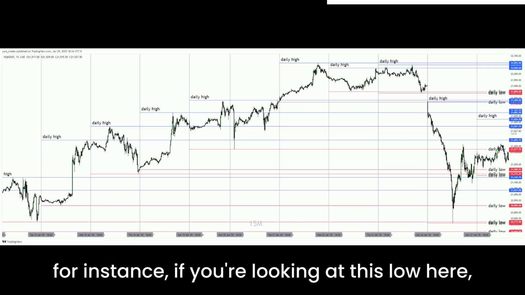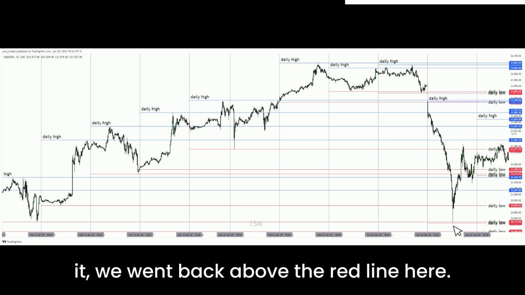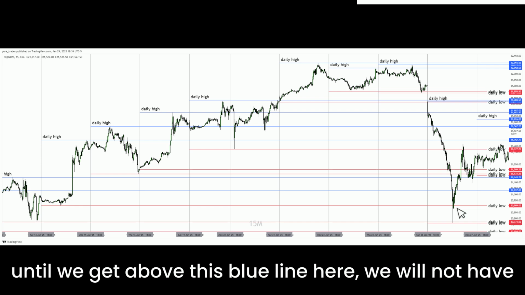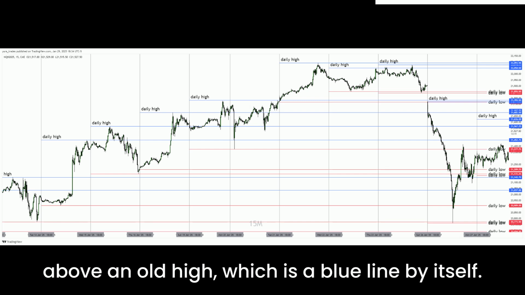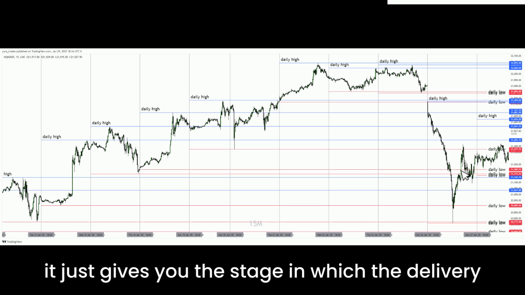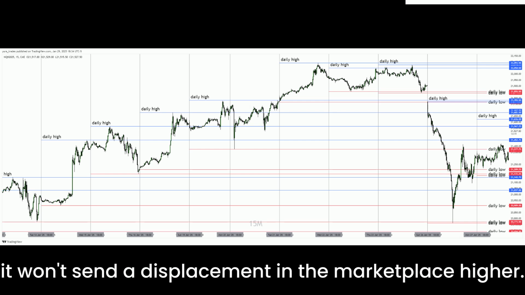For instance, if you're looking at this low here, we've ran below this low here. We ran below it. We went back above the red line here. Until we get above this blue line here, we will not have any reason to be a buyer, because it has to trade back above an old high, which is a blue line. By itself, it just gives you the stage in which the delivery state of the algorithm won't want to move higher. It won't send a displacement in the marketplace higher until it does this.